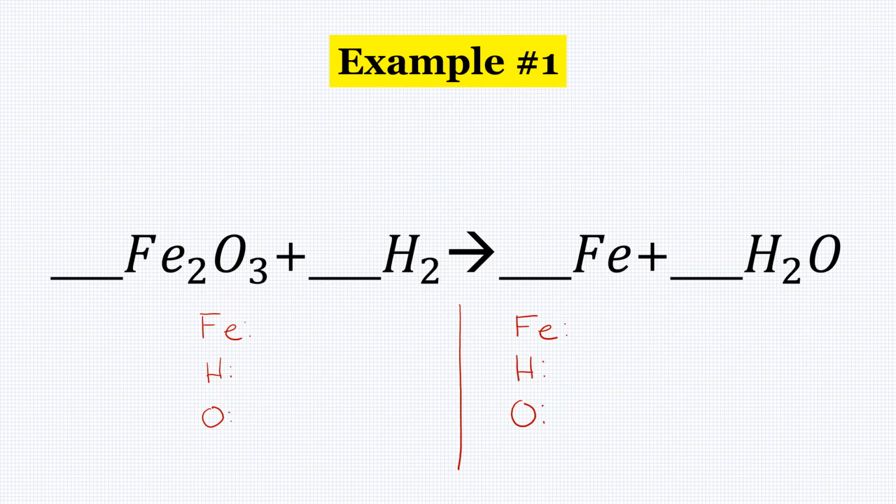So on the right side of the equation right now we have 1 iron. On the left side we have 2 irons. Again, I'm looking at the coefficients here. There's an imaginary 1 in front of the iron on the right. And on the right side here I have 2 hydrogens coming from here, and then I have 2 hydrogens on the left side. With oxygens on the right side, again, we have an imaginary 1 here. So there's 1 oxygen on the right, and there are 3 on the left.